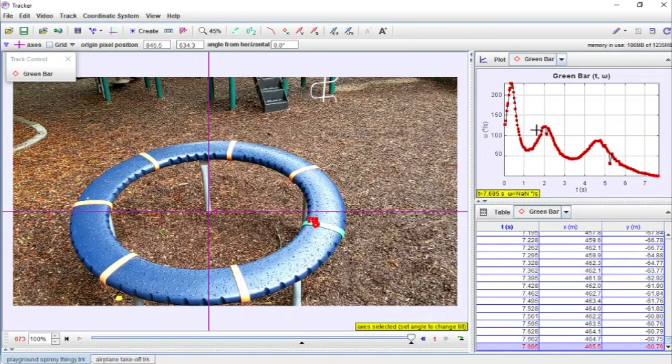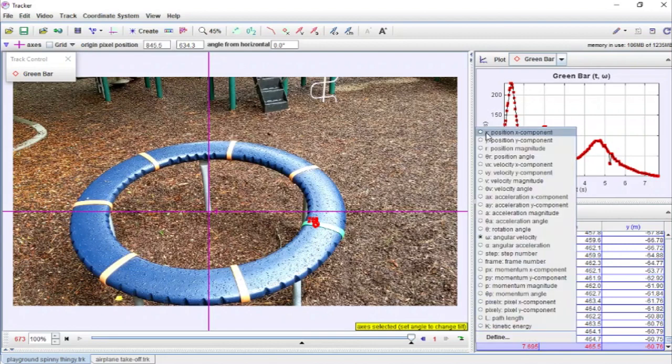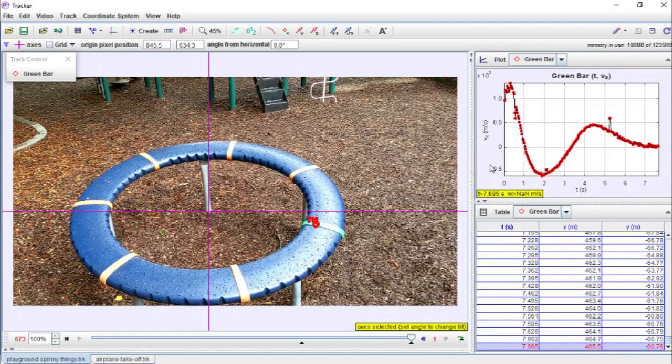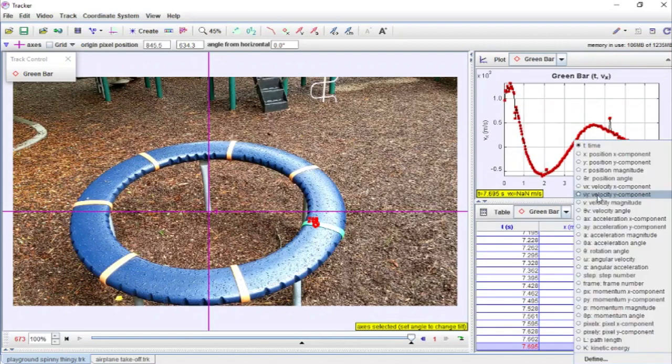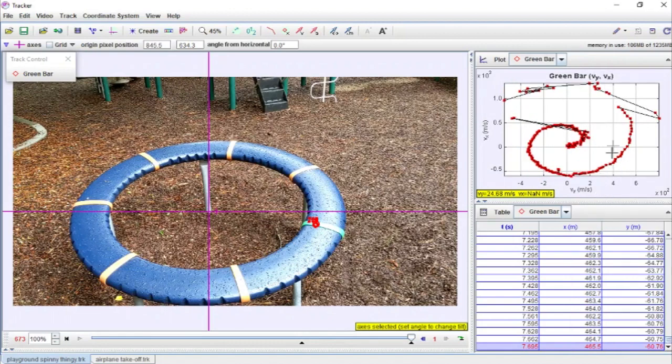Let me show you one other neat thing you can do with this. Again, remember, you don't have to graph everything versus time. So like I can graph the velocity x component versus something else. I can graph that versus the velocity y component. Watch this. This is going to be really cool. What I get is this neat spiral.